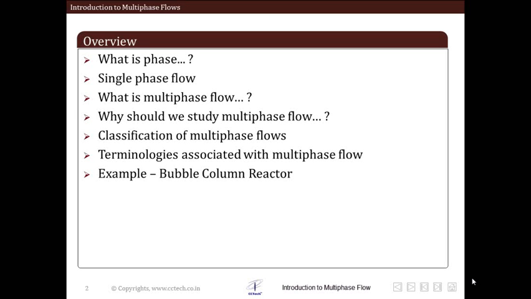Then we will see the various technical terminologies that are associated with multiphase flow. We should be aware of these terminologies whenever we begin to study multiphase flow. Then we will see a very short example of multiphase flow, that is bubble column reactor.